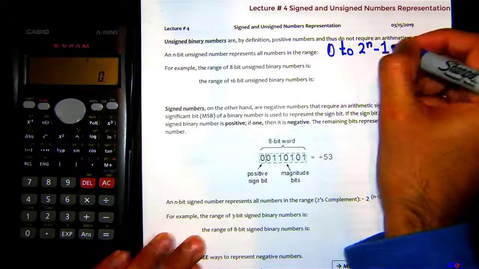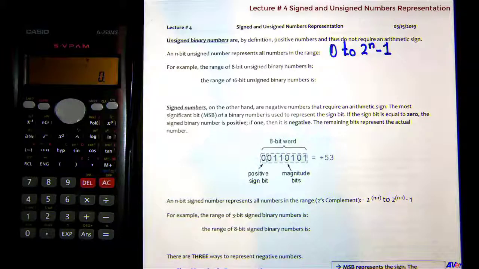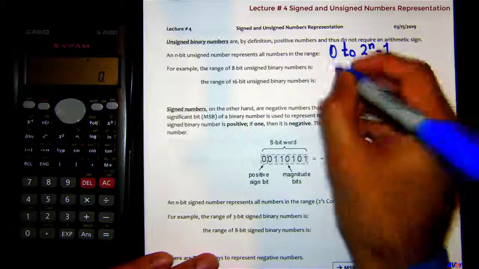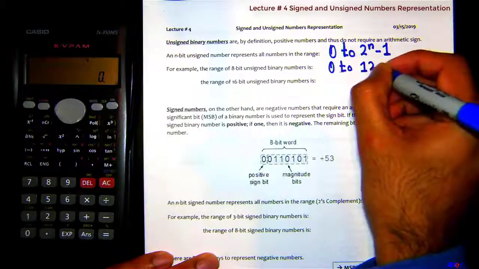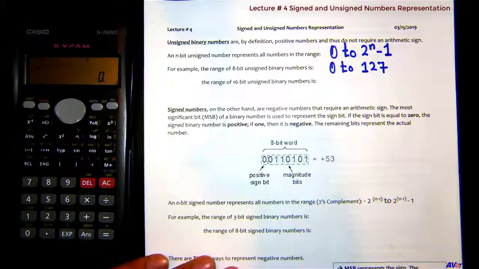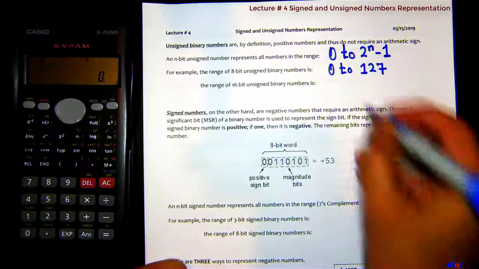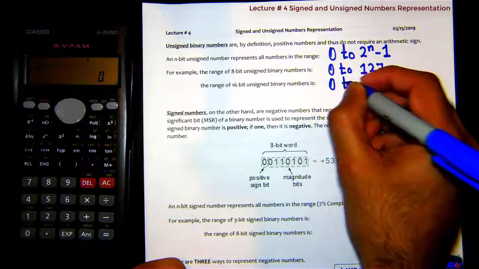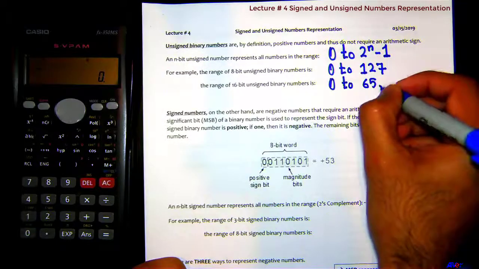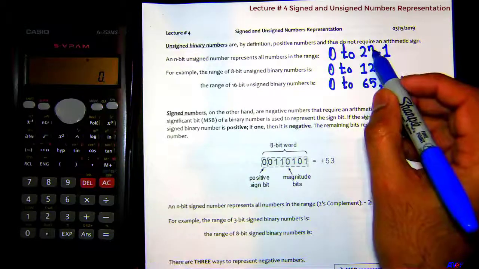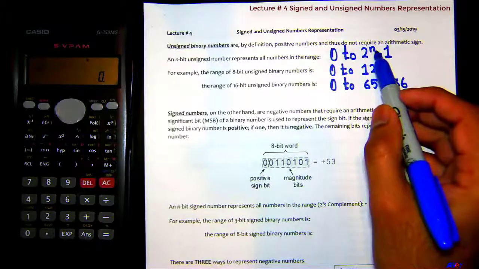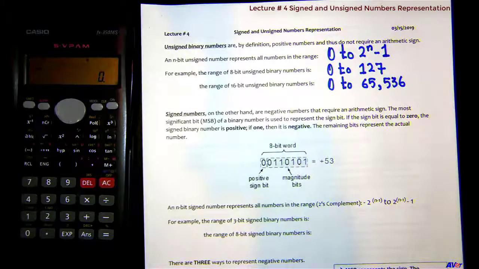That is correct. Okay. So for example, the range of an 8-bit unsigned binary number is going to be 0 to 127. Correct? Okay. How about 16-bit? That is going to be from 0 to 65,536. Okay. So for 16-bit, you put n equals 16, and for an 8-bit system, you put 8 in that equation, and that should help you find out the range. And this is for the unsigned binary number. This is what we have done so far.